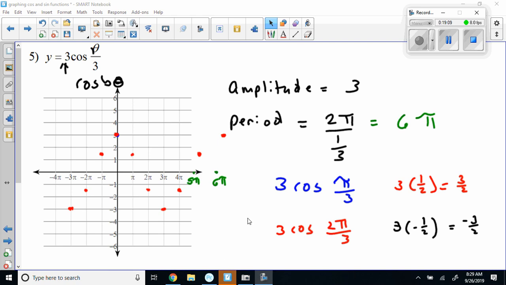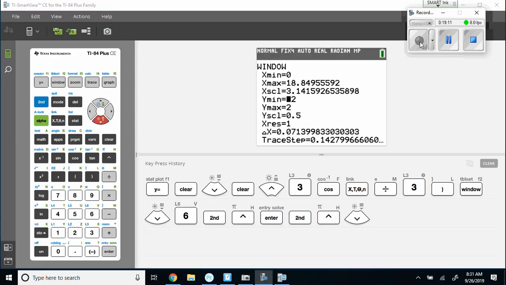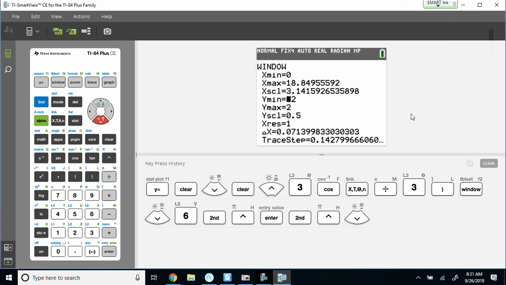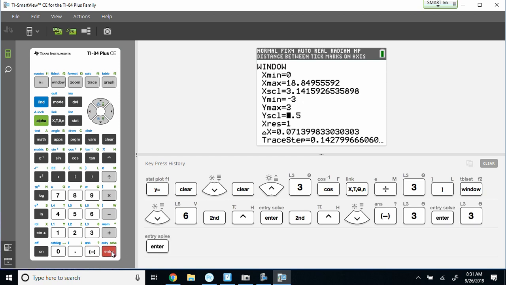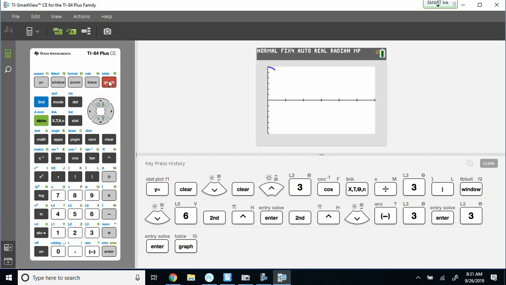Okay, so I'm going to show you something. Do this. Since my amplitude was 3, I'll go negative 3 and positive 3, right? That okay? And then I'll just hit graph. Okay, so that's the full gamut right there, right? This is pretty cool.